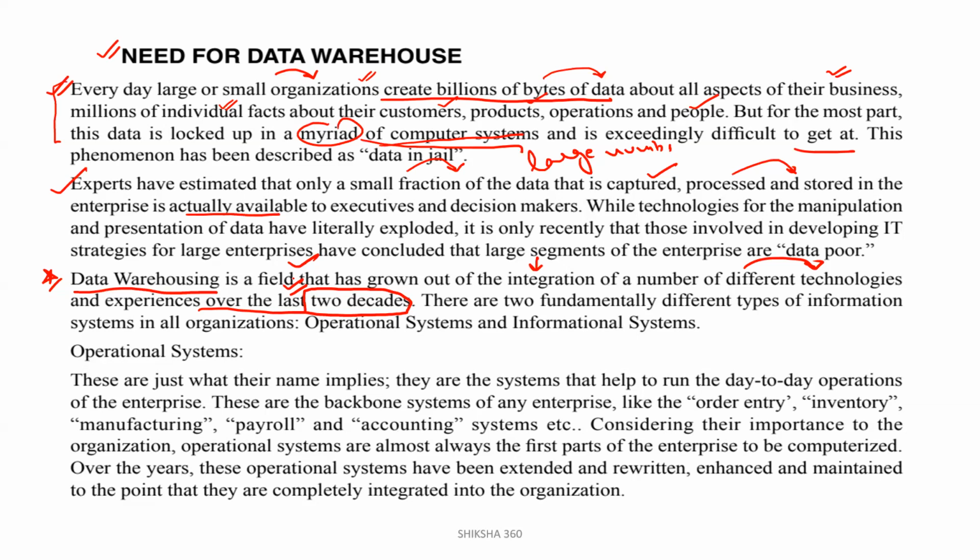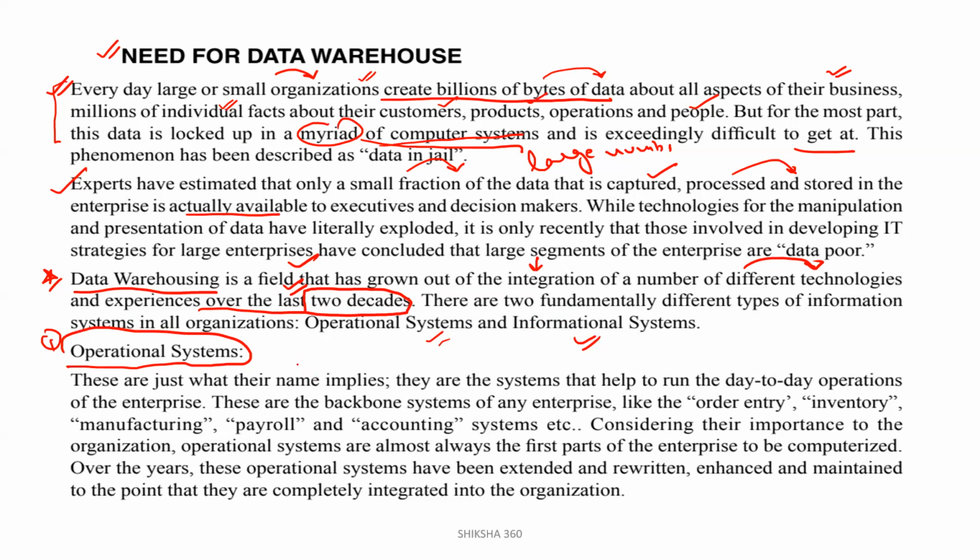There are two fundamentally different types of information systems in all organizations. What are these two? First one is the operational system. Second one is the informational system. So first we have to discuss the operational system.